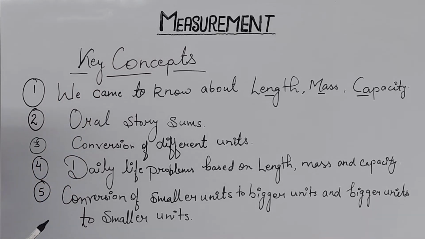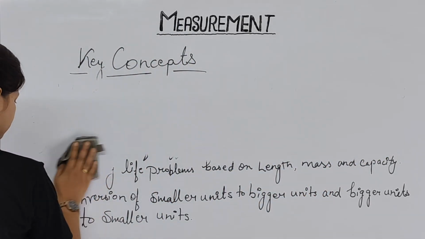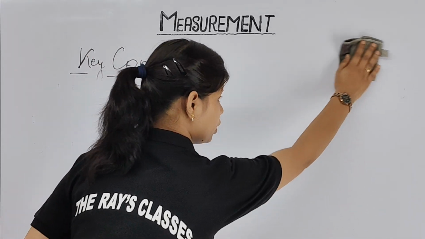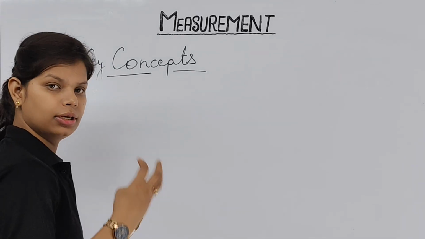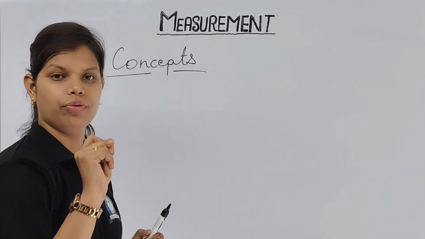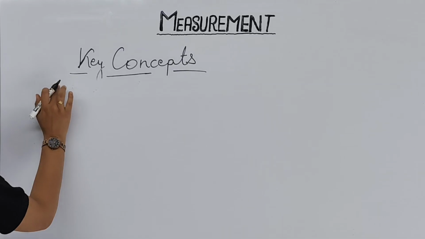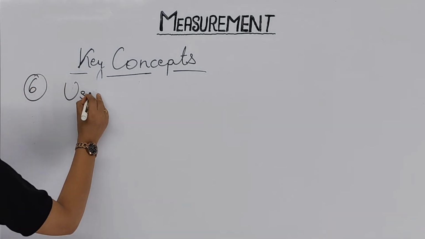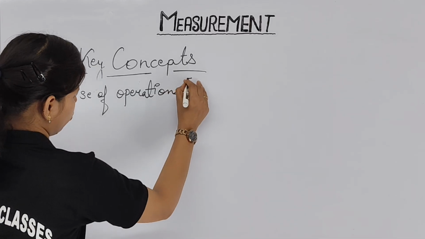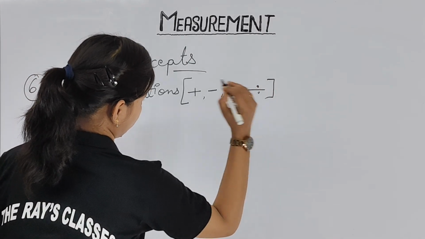If you have noted down the 5 points, then we are going to write other key concepts. Here also in this chapter we will use all 4 operations. Again and again I am telling you, you have to understand what the 4 operations are: plus, minus, multiply and divide. Please note it down and make it a separate point. If somebody asks you what the 4 operations are, you should immediately respond: plus, minus, multiply and divide. So the same we are going to use here, like use of operations. Your operations are plus, minus, multiply and divide to solve the problem.